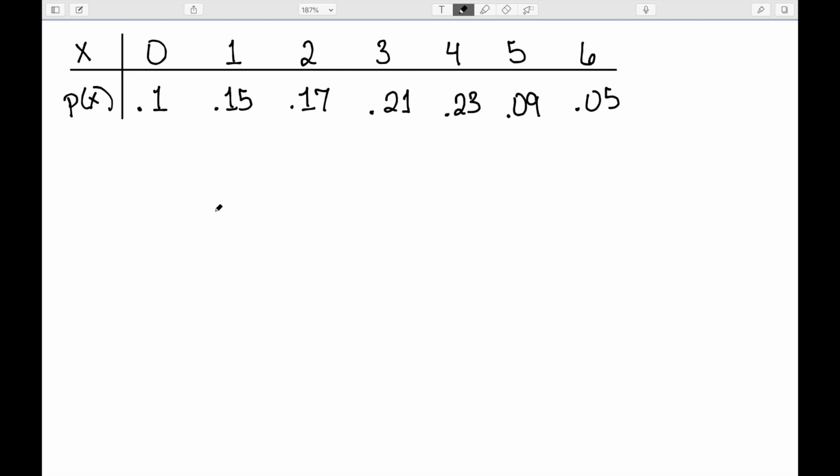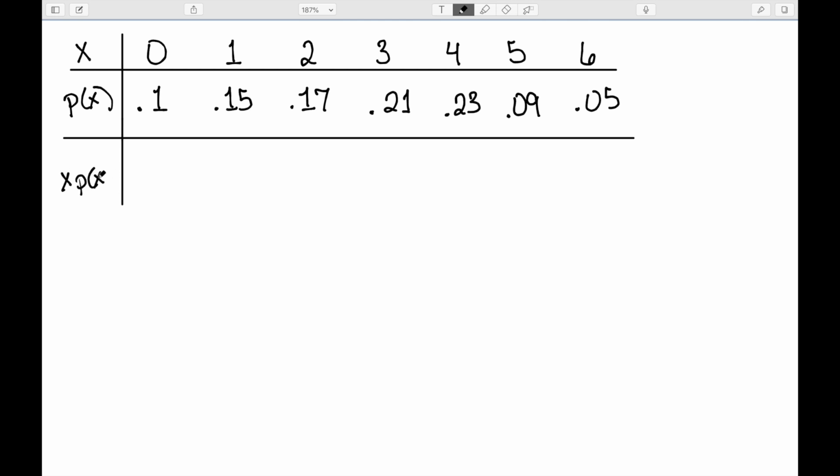Let's look at one that's slightly more complicated. Here, my probability mass function is given. My possible outcomes are the numbers 0 through 6, and I have their corresponding probabilities. And I want to find the expected value. For this one, I'm going to start by introducing another row to this table, and it's going to be x p of x.